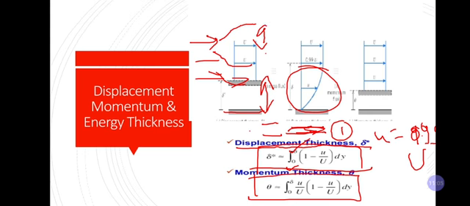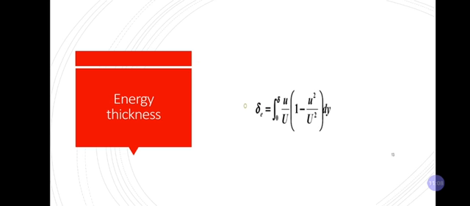Similarly, we have the energy thickness. You may now have understood from the momentum thickness what the energy thickness could be. There is kinetic energy loss while the flow takes place, as velocity reduces. So energy thickness is that small thickness which would compensate for the loss of energy in the boundary layer zone. It is denoted by delta E, and again the limits are from 0 to delta, given by the integral of u upon capital U, times 1 minus u square upon capital U square, dy. This is called the energy thickness.